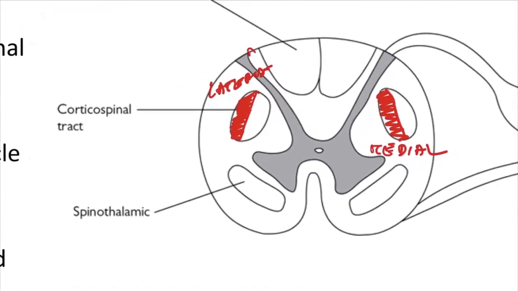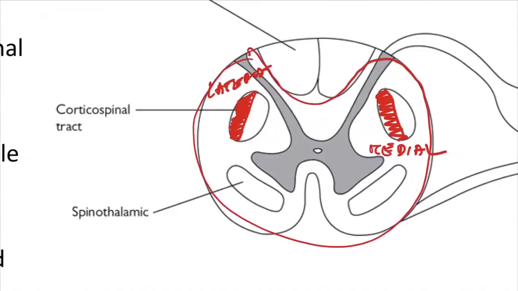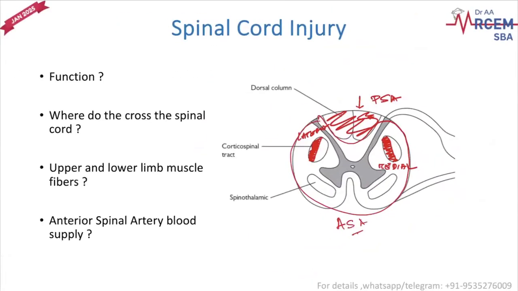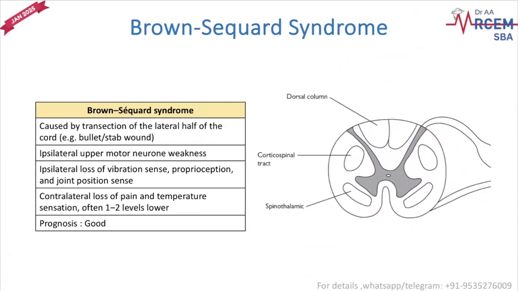The complete spinal cord, except the dorsal column, is supplied by the anterior spinal artery. The dorsal column is supplied by the posterior spinal artery. Only the dorsal column is supplied by the posterior spinal artery. The rest of the spinal cord is supplied by the anterior spinal artery. If you keep this in mind, the syndromes become very easy.